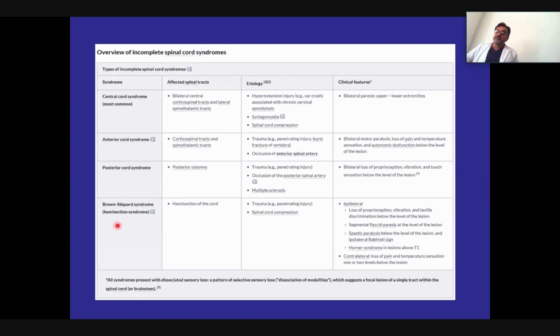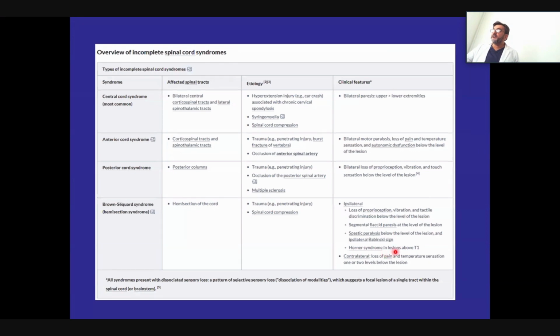Then you get the Brown-Séquard or hemisection, usually because of penetrating trauma, gunshot injury, stab wound injury, or spinal cord compression. Ipsilaterally, you would have loss of proprioception, vibration, tactile discrimination below the level of lesion because of the dorsal column. Segmental flaccid paralysis at the level of the lesion because of the anterior gray horn cells. Spastic paralysis below the level of the lesion and ipsilateral Babinski sign because of the corticospinal tract.